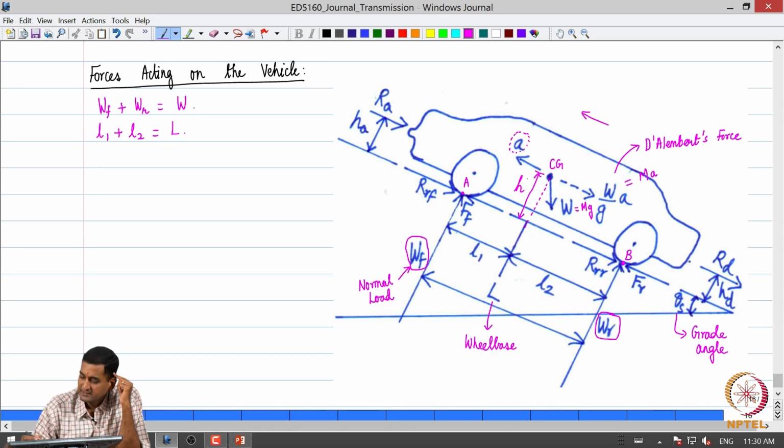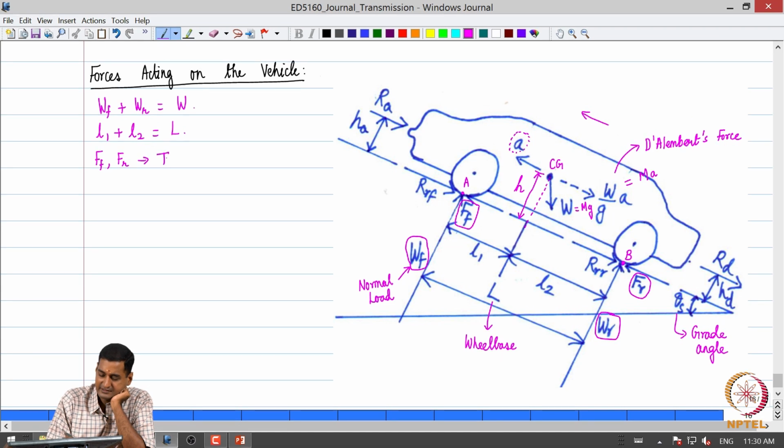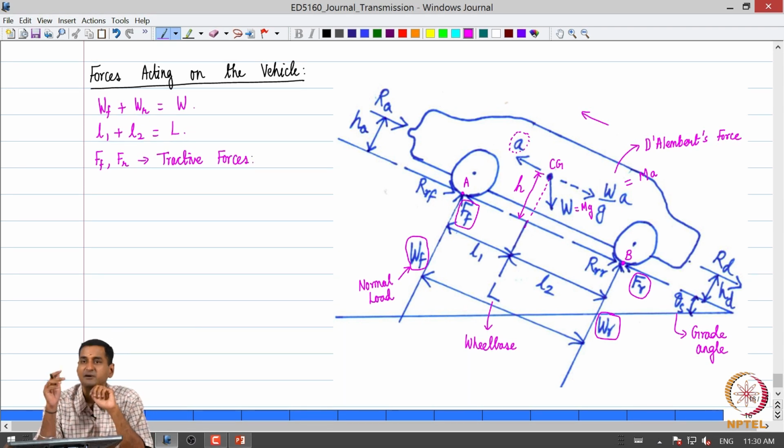Now, Ff and Fr are the tractive forces at the front and the rear tire road interface respectively. The tractive forces come from the powertrain. Of course, they are also very closely related to the tire road interface conditions. We will discuss them later on.